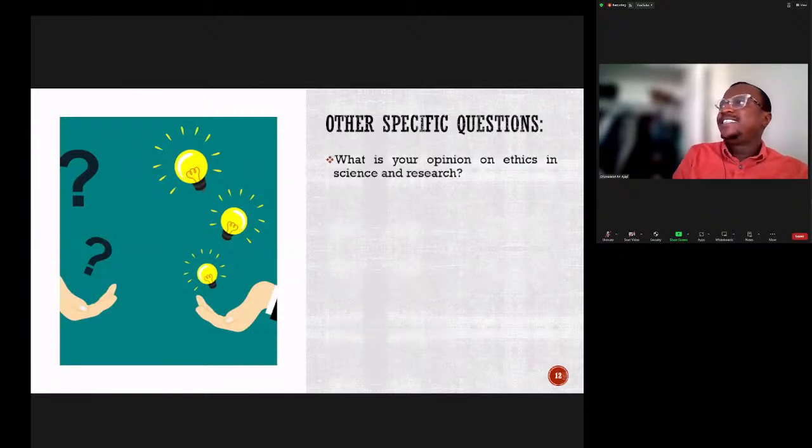What is your opinion on ethics in science and research? They might ask you some hypothetical questions. They just want to gauge your reasoning, how you are able to think on the spot.